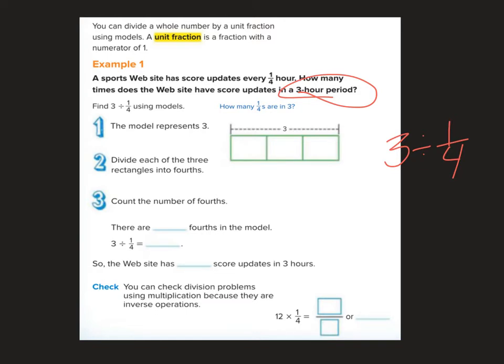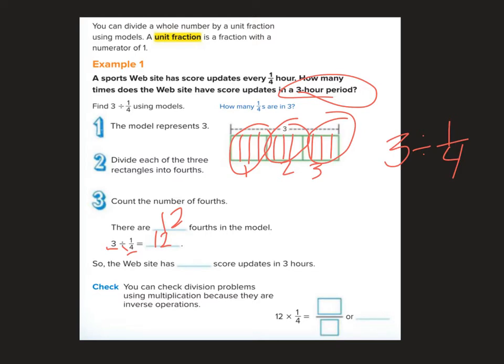The model represents 3, right? I have 1, 2, 3 boxes. And then I'm going to divide it into fourths. 1, 2, 3, 1, 2, 3, 1, 2, 3. Notice when I make 3 lines, it actually makes 4 spaces, and that's what I'm looking for. So now if I see how many fourths I fit into 3, I would get 4, 8, 12. There are 12 fourths in the model. So therefore, 3 divided by 1/4 is 12.